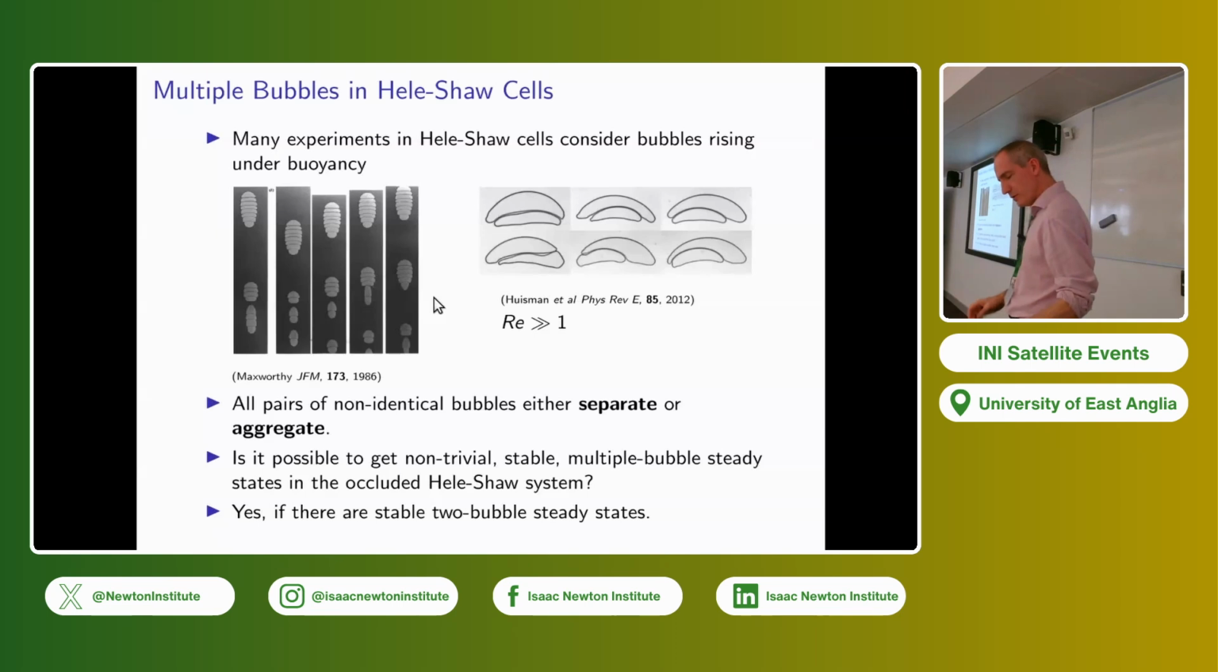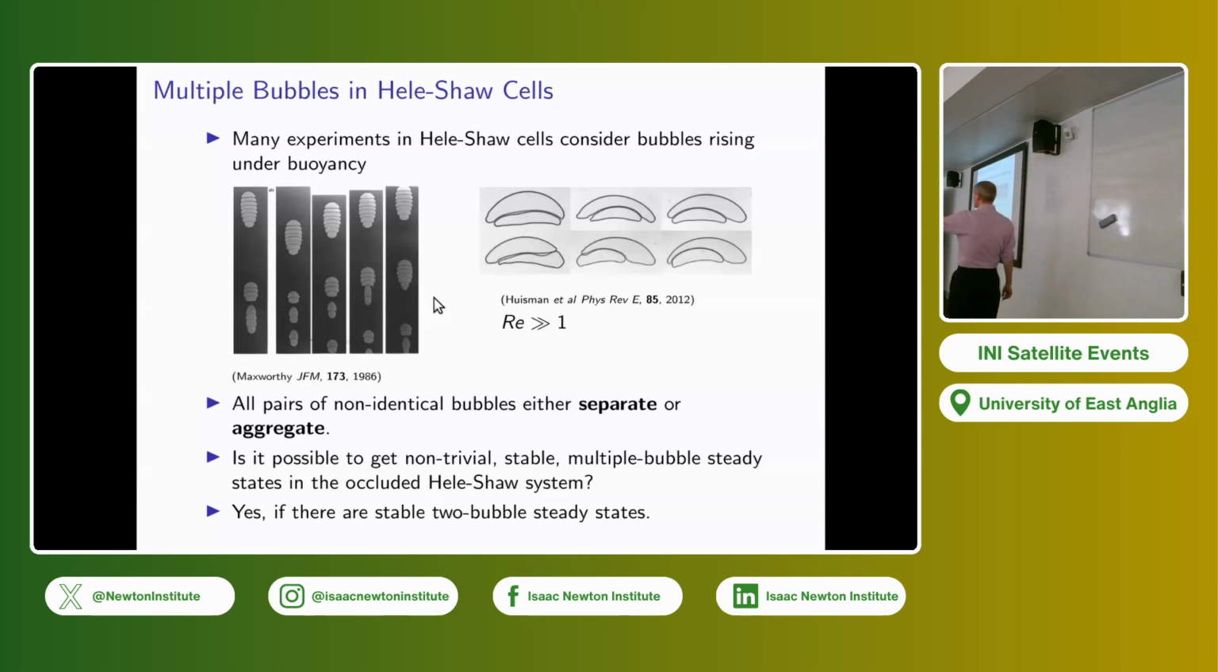And lots of people have studied multiple bubbles in Hele-Shaw cells that are tilted up slightly, so you have buoyancy. And the result is true whether you do that or whether you drive it with a flow rate. All pairs of non-identical bubbles, when you have an unoccluded Hele-Shaw cell, will either separate or aggregate. And the question is, is it actually possible to get a non-trivial, stable, multiple bubble steady state once we've put this rail in? So the answer is yes, if there are stable two-bubble steady states.